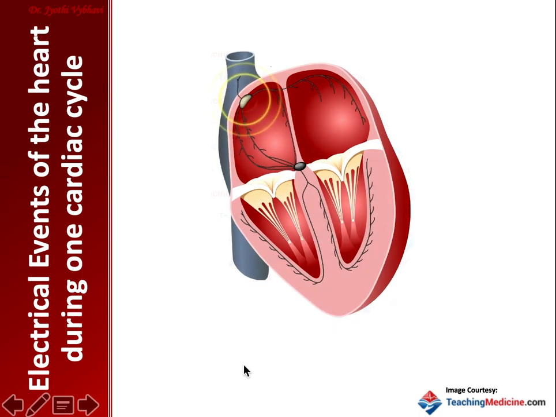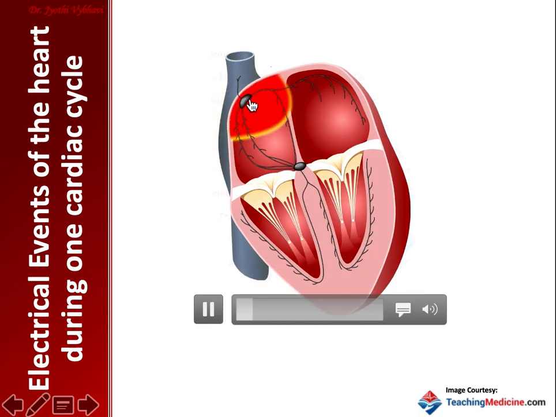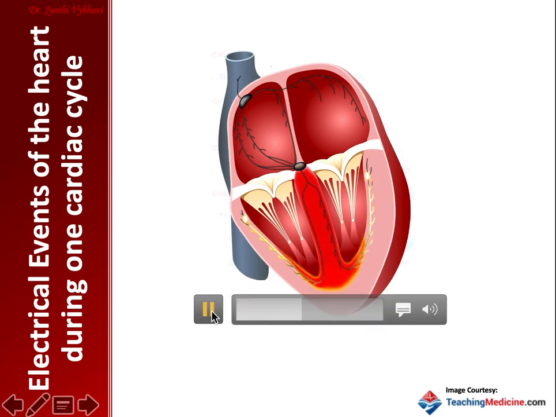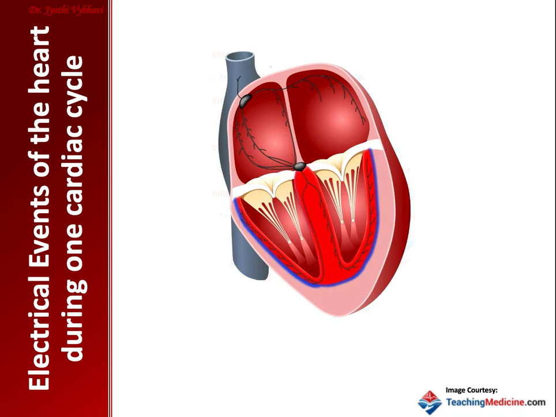We can have a look at this animation to understand. The SA node, the atria are depolarizing, the AV node, the current is coming, followed by the bundle of His, then the ventricles are depolarizing, followed by ventricular repolarization, which is shown by the blue color.